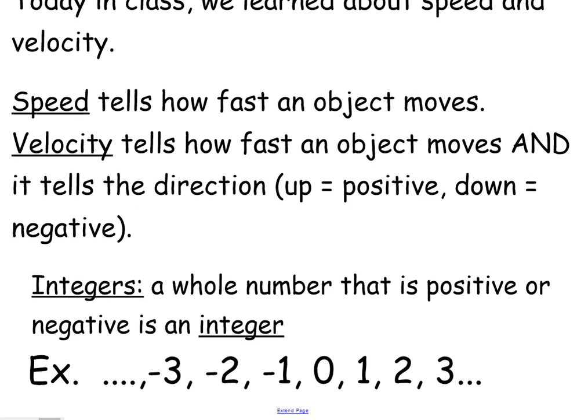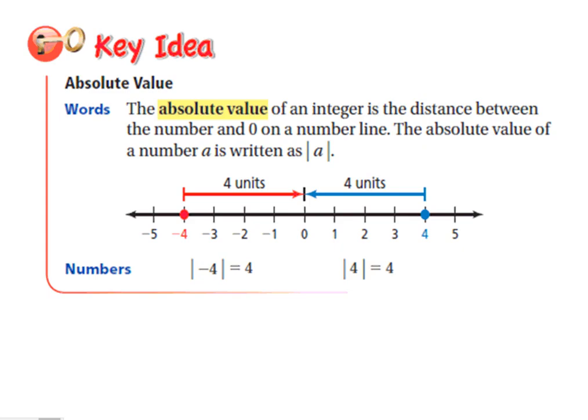Integers are whole numbers that can be positive or negative. Here are some examples, like -3, -2, -1, 0, 1, 2, and 3. They're all whole numbers. A whole number is not a fraction or a decimal. It's a whole complete number, and it can be positive or negative. So we will be using integers in our lesson today.